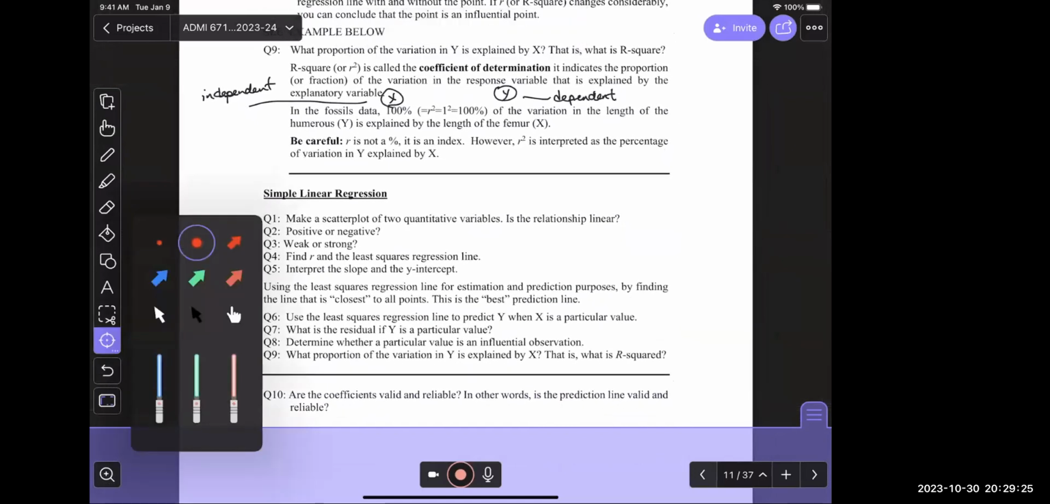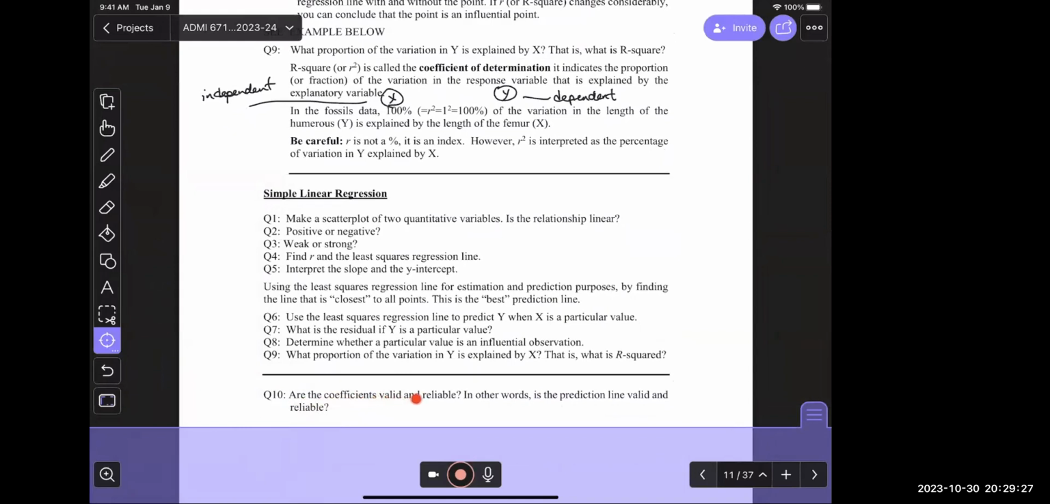The next part is getting into determining if the coefficients are valid and reliable. Let me show you, or did I already discuss this? What's the difference between validity and reliability? I'm going to show you something. Give me a minute.